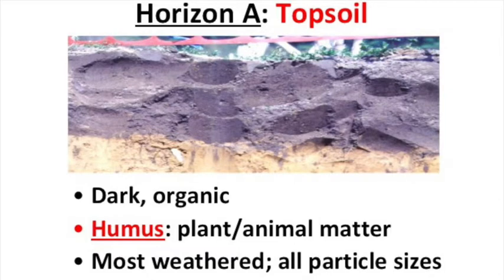Let's go back to horizon A for just a second because it's the one that we interact with and need the most. You can usually tell if a topsoil is fertile or healthy because it'll be dark. And that darker layer is a result of the organic material that has decayed in it. We actually call this humus. And no, it's not like hummus that you eat. Also understand that topsoil is the most beat up or the most weathered. And that's simply because it's the layer that is exposed to wind, water, ice, and so on.